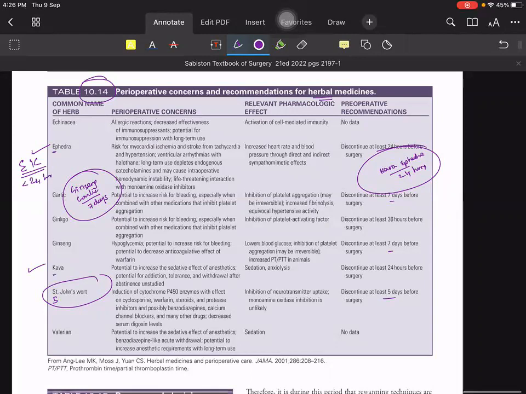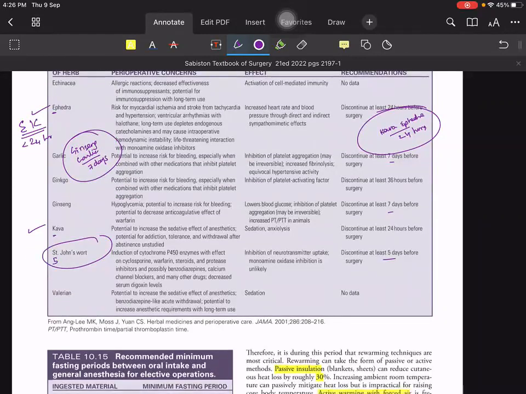Kava and ephedra, and garlic, ginseng. Garlic and ginseng, you have to stop 7 days before. And only ginkgo is at least 36 hours.